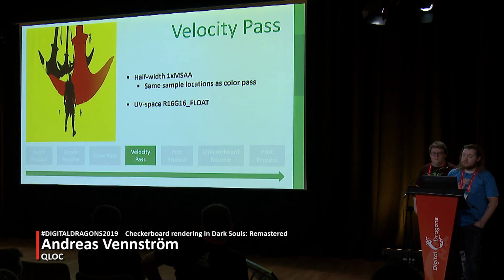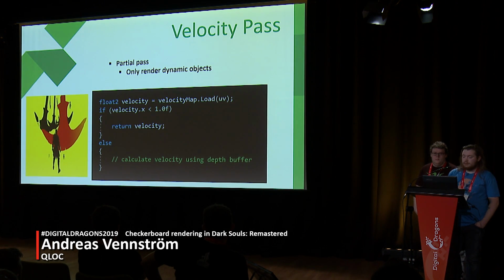This means that if an object were to move from the very left side of the screen to the right in a single frame, the velocity would be 1. And the same goes for top to bottom. In Dark Souls Remastered, not all objects are rendered to the velocity map, however. That's why some parts of this image are yellow. We have to account for this when reading from it later on.